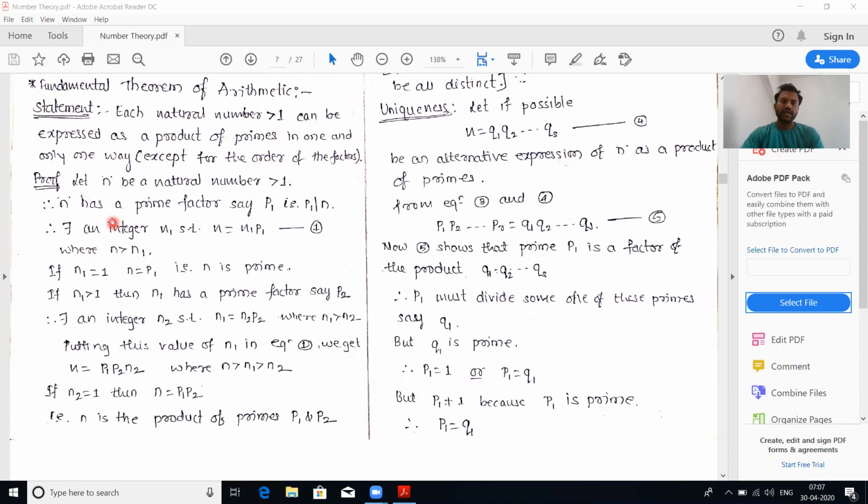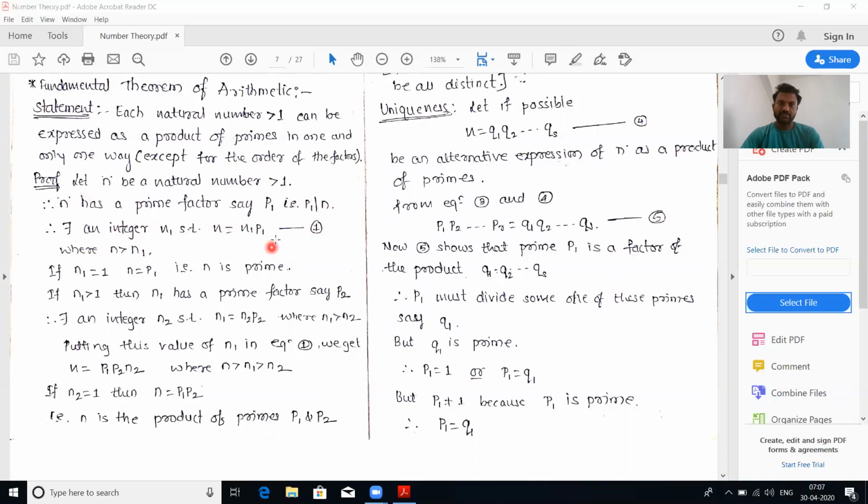Since n is a natural number, it has a prime factor, say p1. That is, p1 divides n. Therefore, according to the definition of divisibility, as p1 divides n, there is an integer n1 such that n is equal to n1 into p1. That is equation 1, where n is greater than n1.